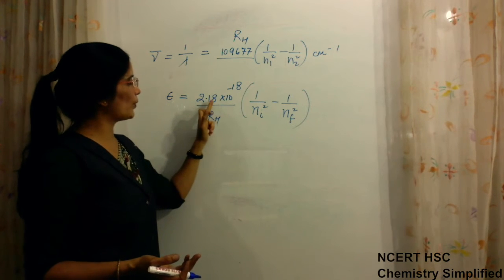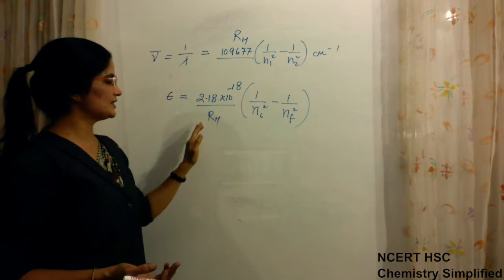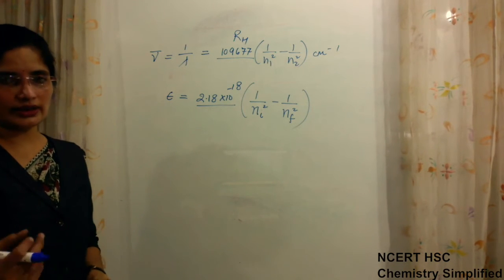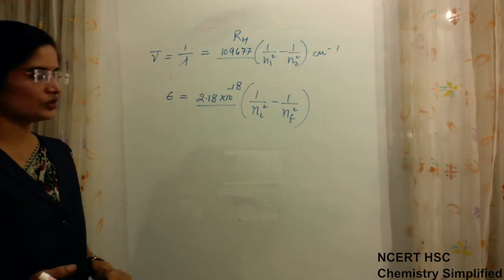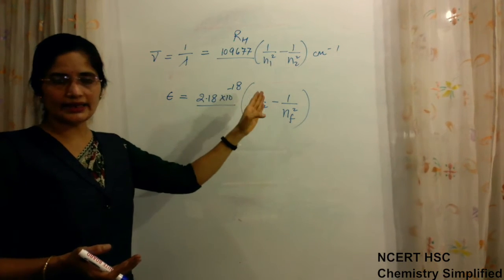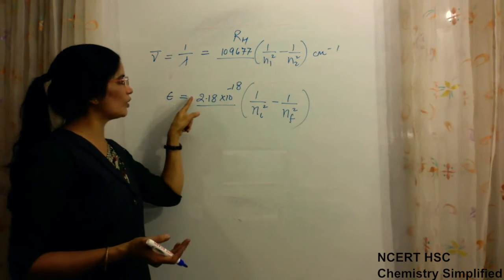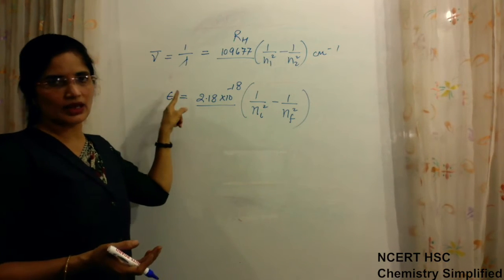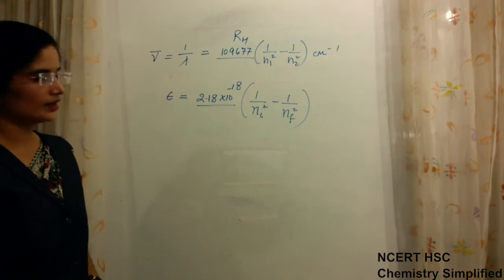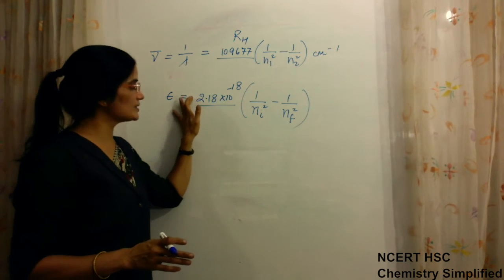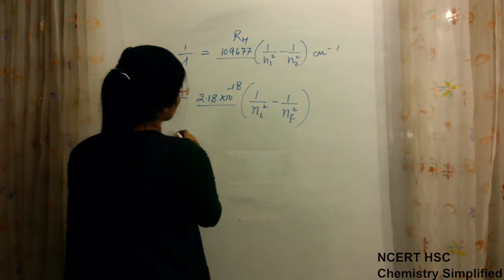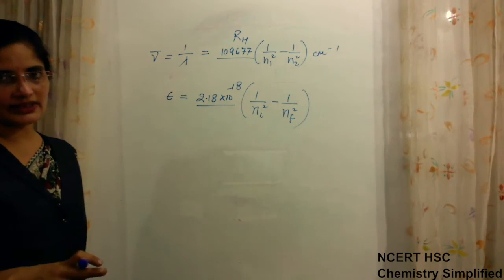E is equal to 2.18 into 10 to the power minus 18. This we have seen: the energy of an electron in hydrogen atom present in the first shell is actually equal to 2.18 into 10 to the power minus 18. We had also put a minus sign here. But when we derive this formula, that minus sign is cancelled. That is why we are not writing this minus sign in the formula. Okay. Now, how it is derived from it, I will tell you.